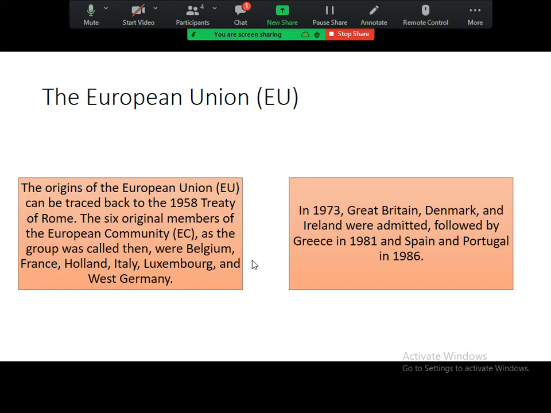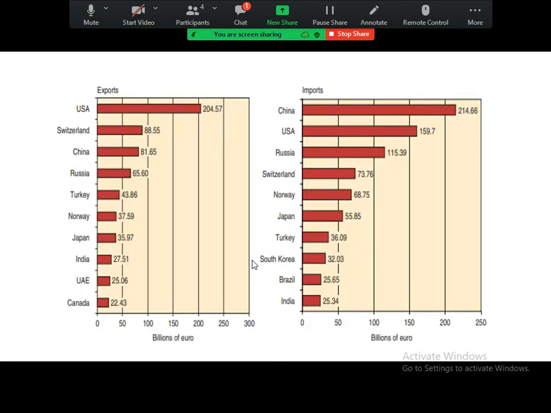Improvements to highway and rail networks are now being coordinated as well. The European Union's top 10 trading partners are shown in this table. For exports, the top is the USA, then Switzerland, China, Russia, Turkey, Norway, Japan, India, UAE, and Canada. And the top 10 importers are China, USA, Russia, Switzerland, Norway, Japan, Turkey, South Korea, Brazil, and India.